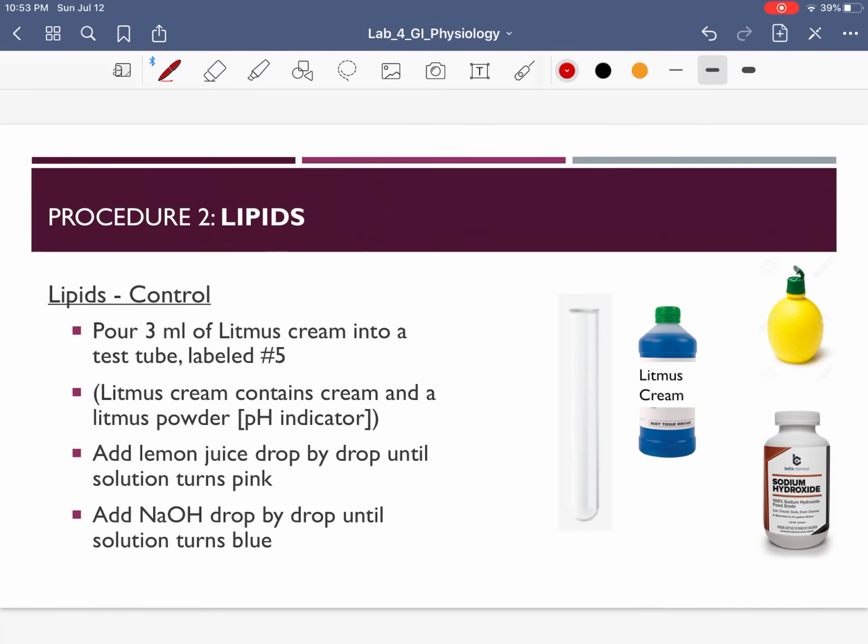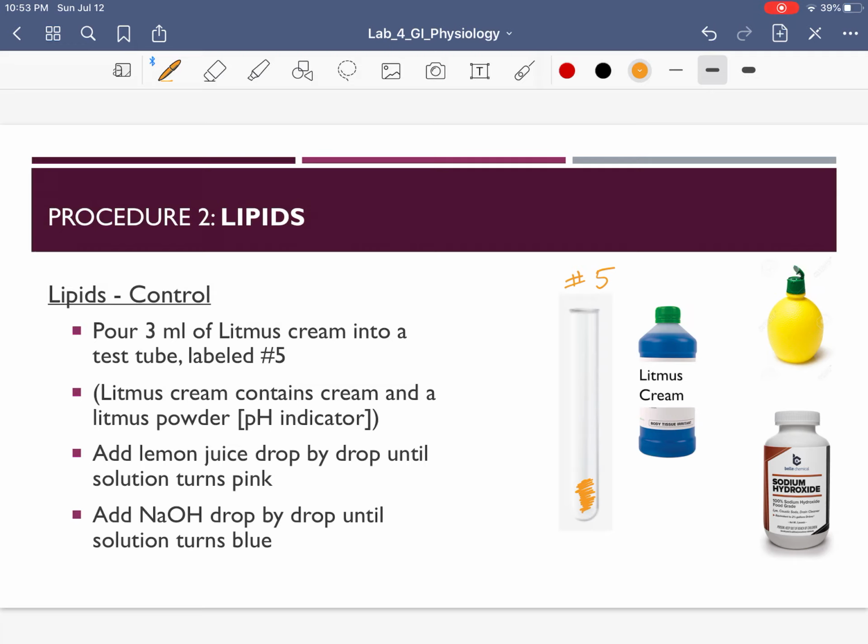Okay, now the lipids and the protein experiments are going to go much faster because they're a little bit simpler in nature. So we're going to do our test for lipids. Now we have a test tube labeled test tube number 5. The fun is still continuing, folks. We're going to add 3 mils of something called litmus cream.